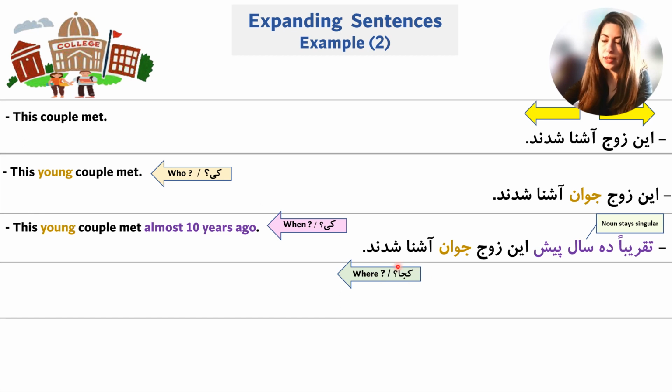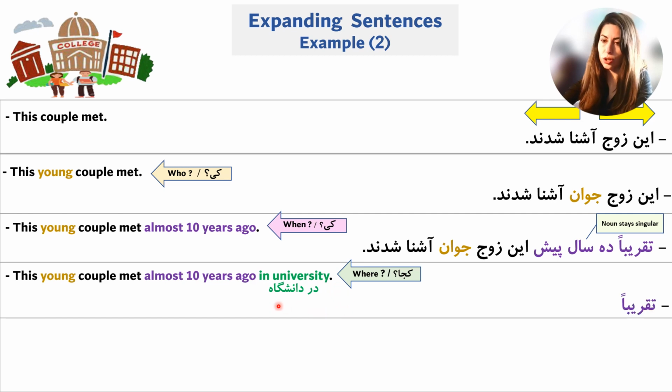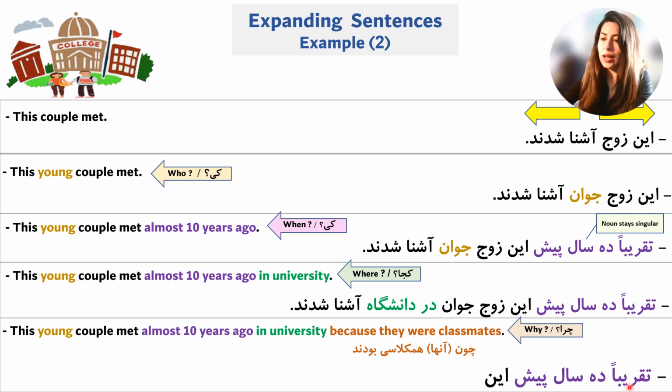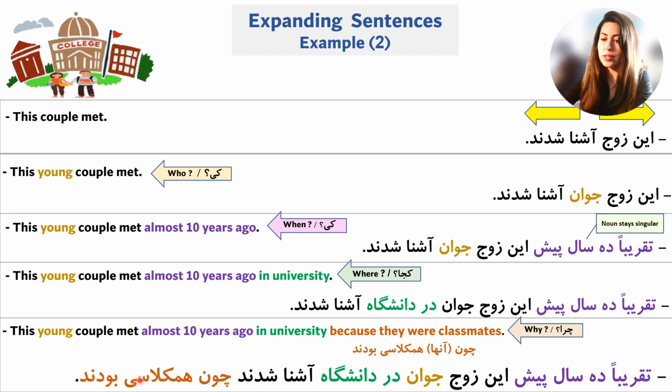And now let's answer the question کجا, in university, در دانشگاه. تقریباً 10 سال پیش این زوج جوان در دانشگاه آشنا شدند. We can expand it even further by answering the question like چرا. Because they were classmates. چون همکلاسی بودند. تقریباً 10 سال پیش این زوج جوان در دانشگاه آشنا شدند چون همکلاسی بودند.